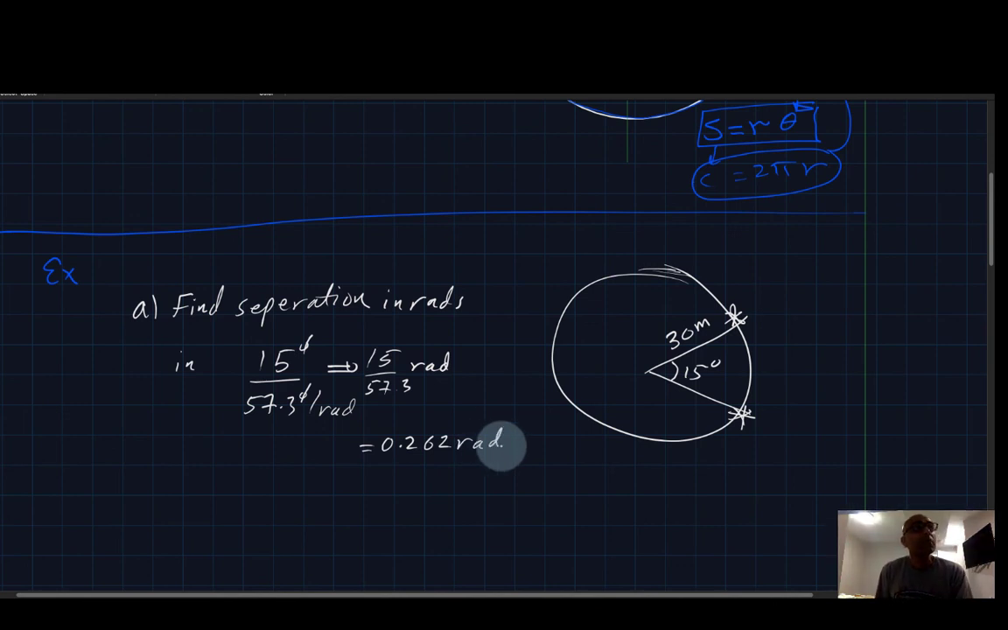Now, the second part of the problem is asking us to find the arc separation. So find the arc separation.